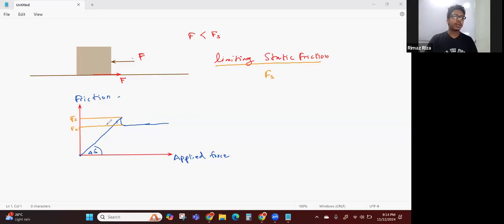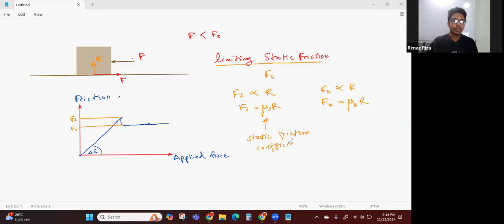And both the limiting static friction and kinetic friction are proportional to the normal reaction force. So the normal reaction force, let us mark here as capital R. So we can write Fs is proportional to R, therefore Fs equals mu_s R. Similarly, Fk, the kinetic friction, is also proportional to R. Fk equals mu_k times R. Okay, so here mu_s is known as the static friction coefficient. And here mu_k is known as the kinetic friction coefficient.